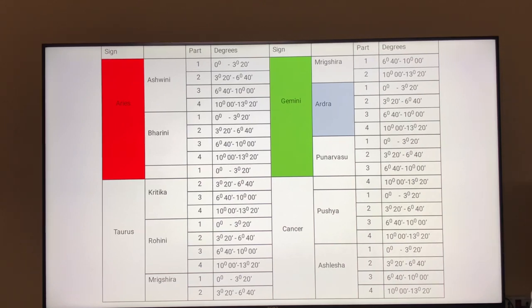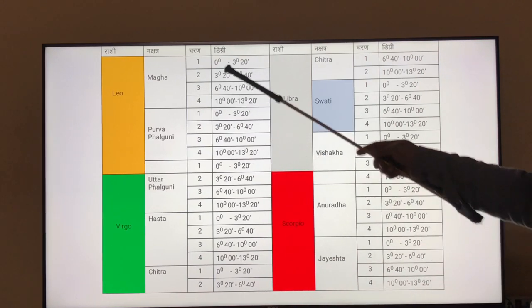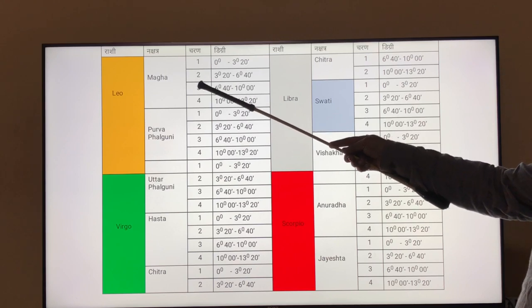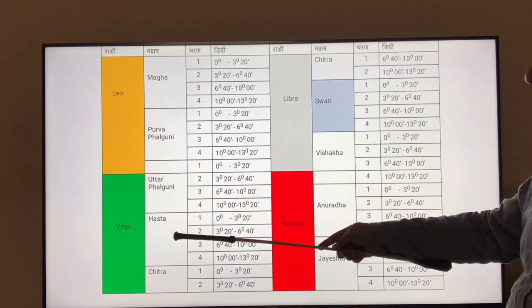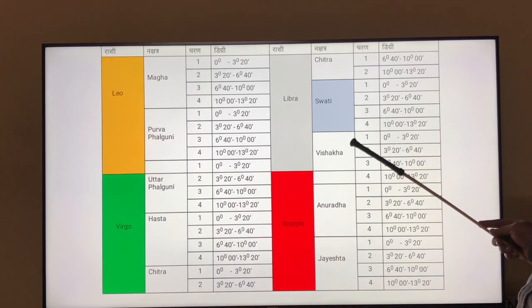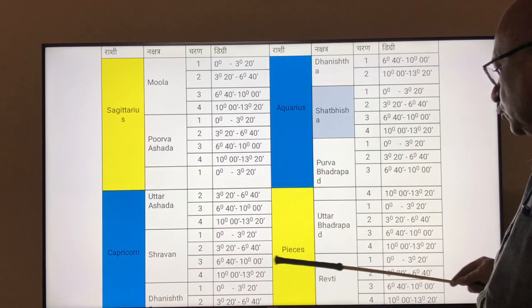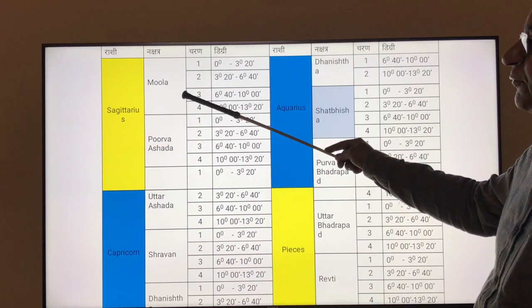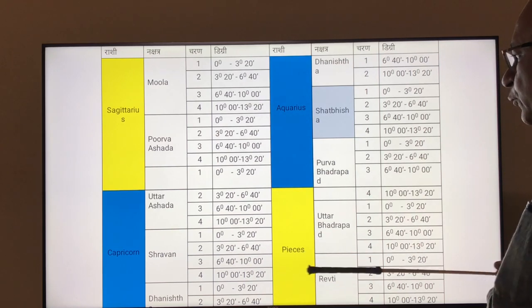And the second part, which is from Leo to Scorpio, the distribution is the second group of constellations: Magha, Purvaphalguni, Uttaraphalguni, Hasta, Chitra, Swati, Vishakha, Anuradha and Jyeshtha. Same way, the third group of rashis from Sagittarius to Pisces and the third group of constellations from Mula to Revati are distributed in 4 signs.